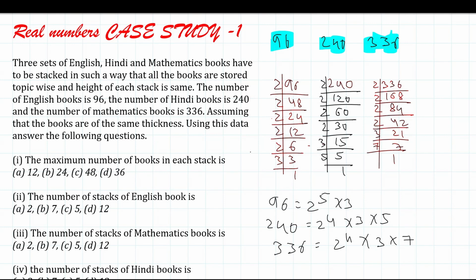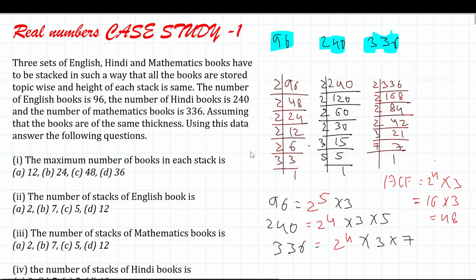Now for finding the HCF, what do we do? We look for what is common. For example, if I look at the 2's here, the common power is 4. 2 raised to the power 4 is common. So we are getting the HCF here as 2 raised to the power 4. For 3, you can see 3 to the power 1 is common, but 5 and 7 are not common throughout. So 2 raised to the power 4 is 16, into 3, that comes out to be 48.